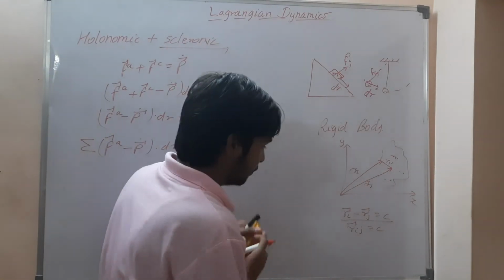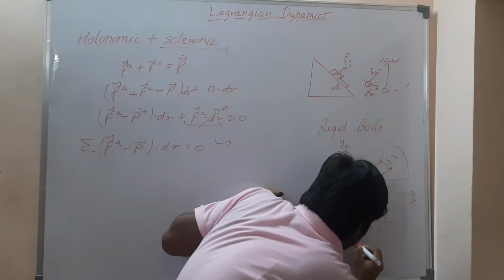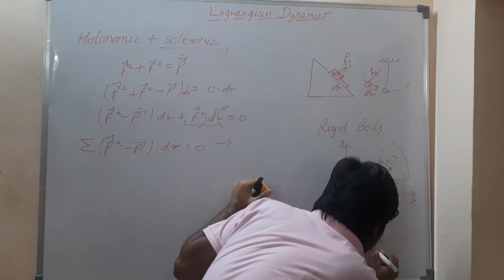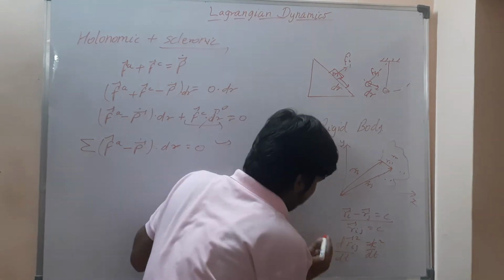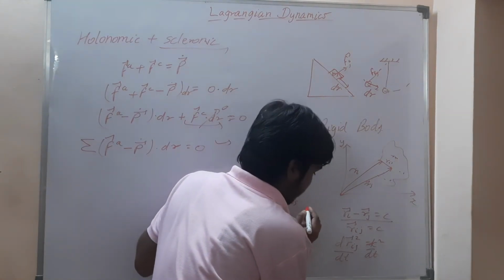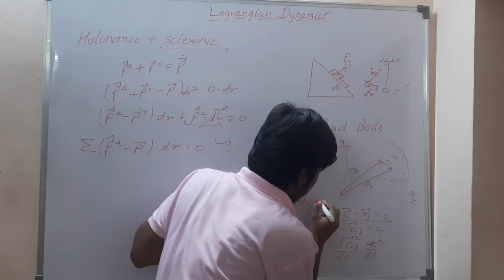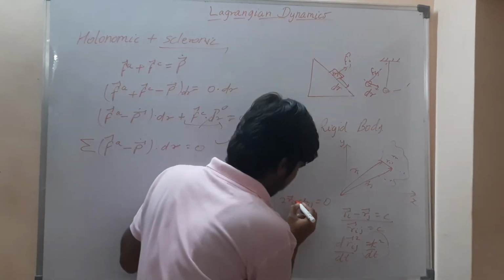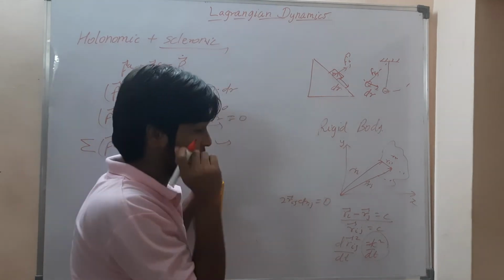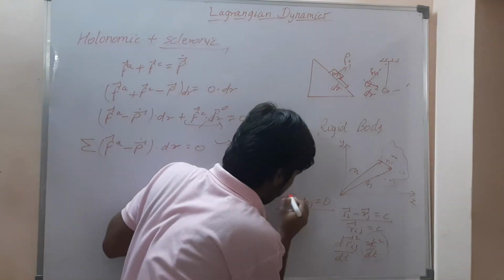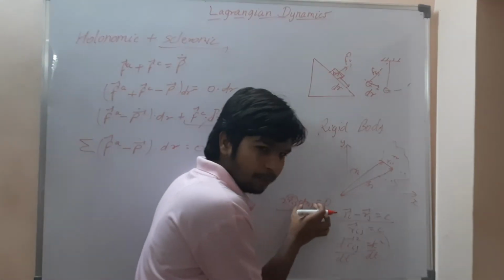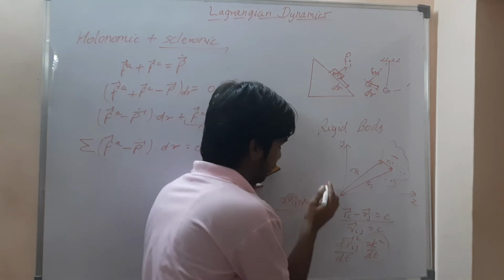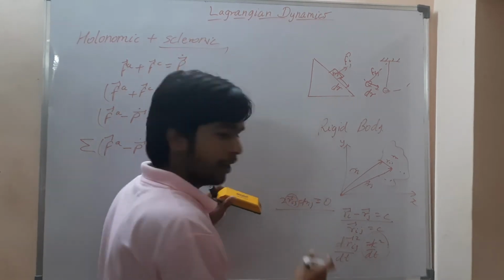How? Let us see. If I square it, then I can write Rij square is equal to C square, and if I differentiate with respect to time, it will be 2 Rij vector and drij will equal 0. For any displacement, the force will be acting in that direction only, so force into drij gives the work done. So here work done is equal to 0.